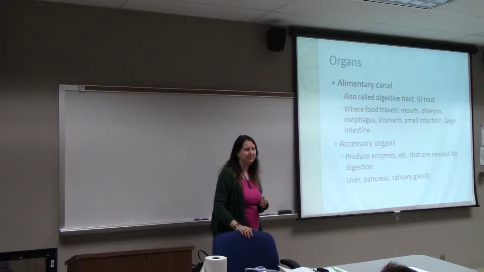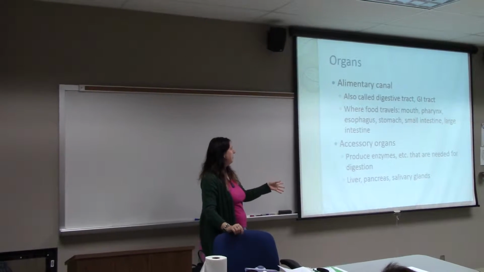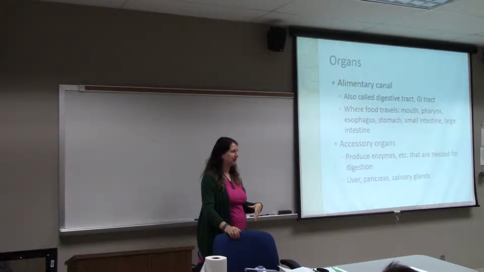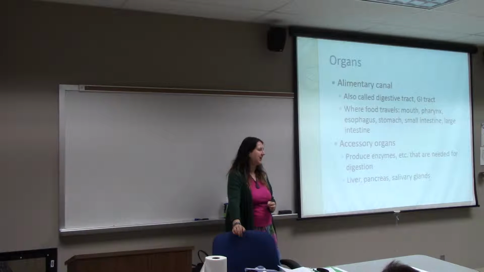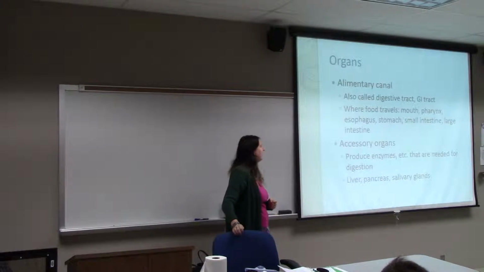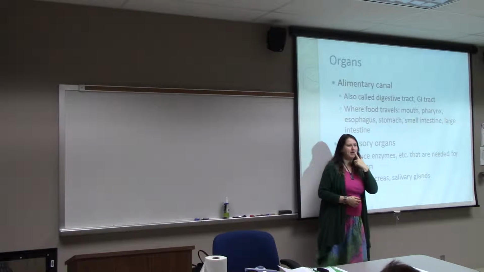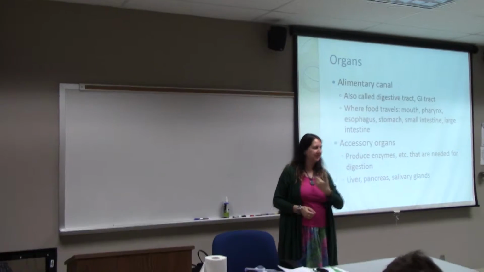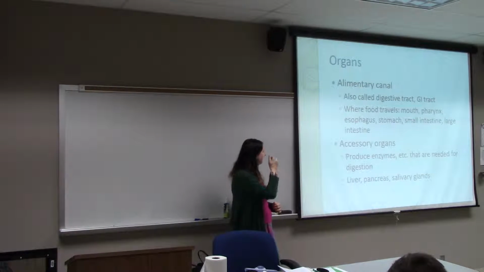The organs of the digestive system are classified into two groups. The alimentary canal, which is where the food travels. You'll also see it called the digestive tract or GI tract. GI stands for gastrointestinal. What's gastro? Stomach. Okay. So starting at the mouth, it includes your pharynx, esophagus, stomach, small and large intestine.